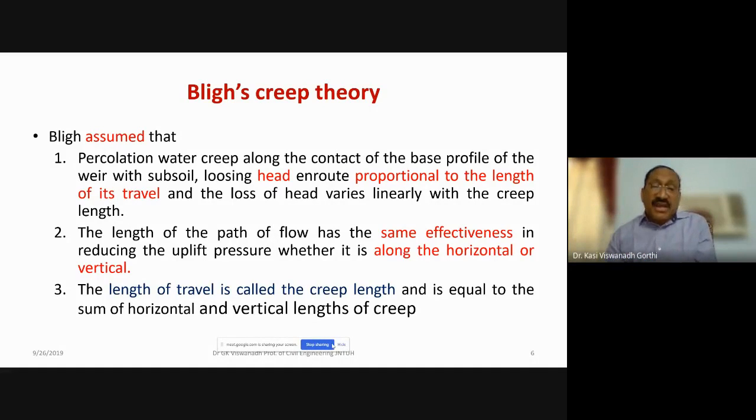So length of travel is called the creep length and is equal to the sum of the horizontal and vertical lengths of the creep. This is another assumption made by Bligh. So the total length of creep is equal to the actual movement of the water particle as assumed by Bligh, consisting of horizontal movement as well as the vertical movement. So the total length of creep is equal to the sum of the horizontal and vertical lengths of creep.